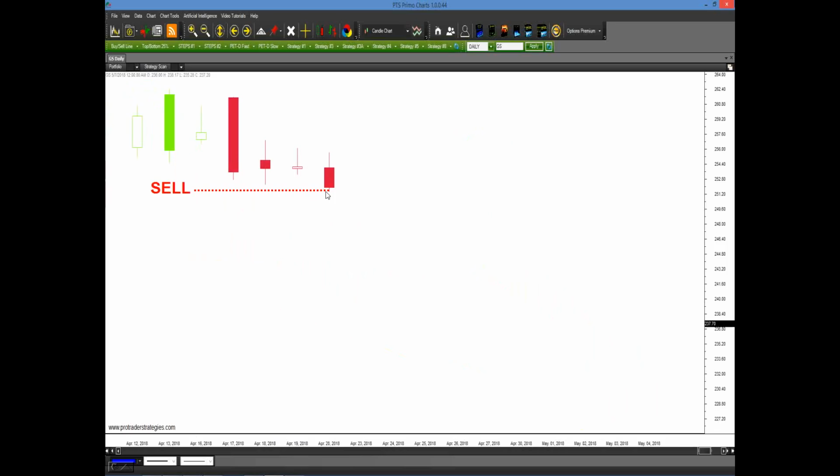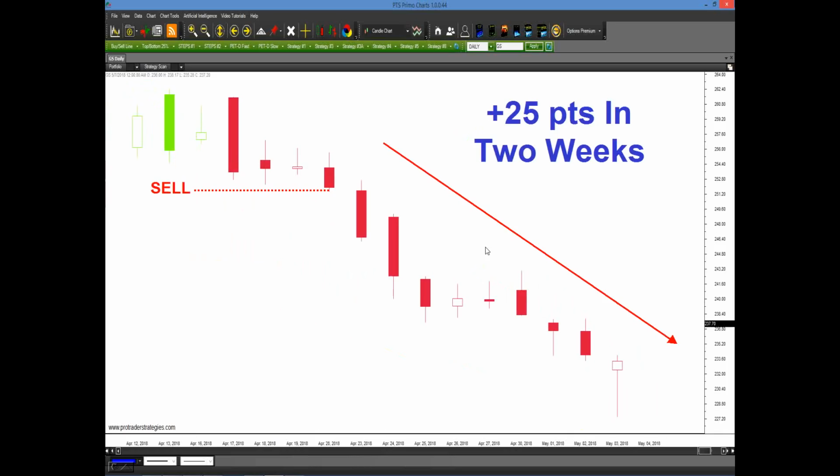I know it's expensive, but maybe you bought the puts. But that's okay. 25 points to the downside in just 2 weeks. Okay.